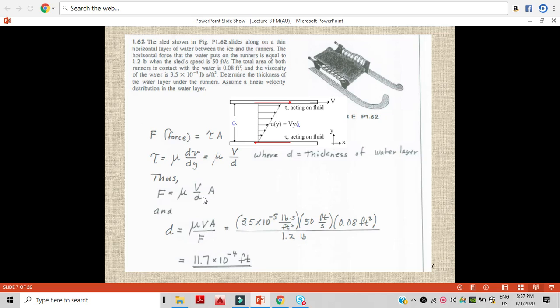D. Because here the shear stress was unknown, but the force and the area were given. So by using this we converted the shear stress into shear force. Finally we separated the D, put in all the values, and ended up with 11.7 into 10 to the power minus 4 feet. It's a very small thickness of the film.